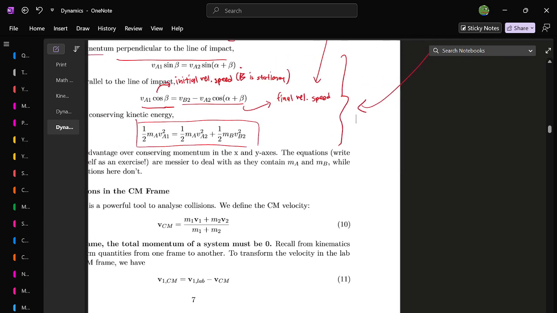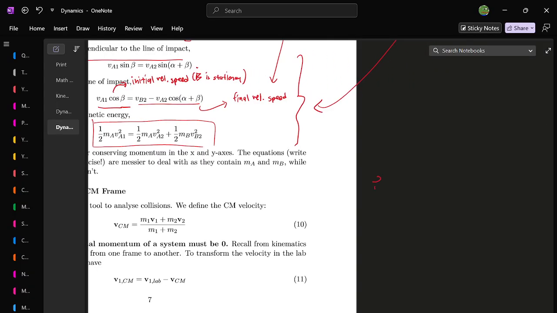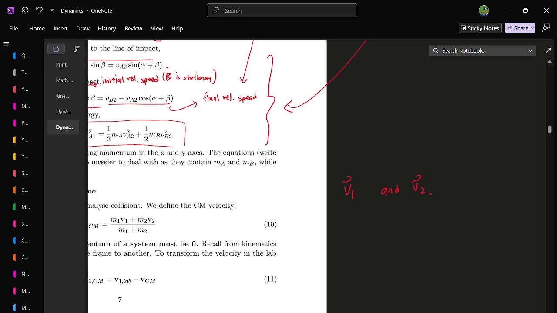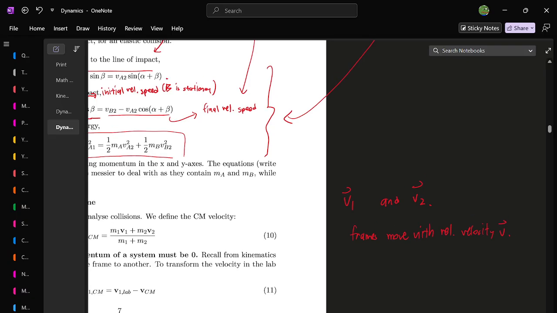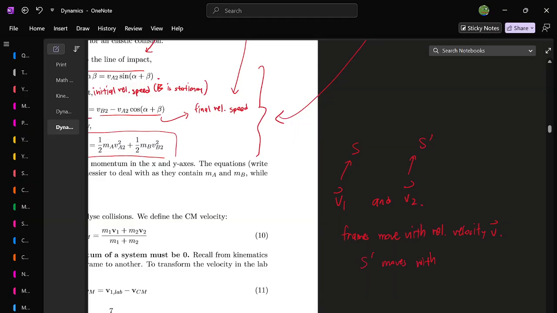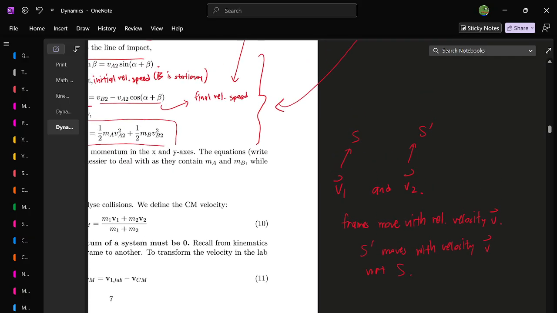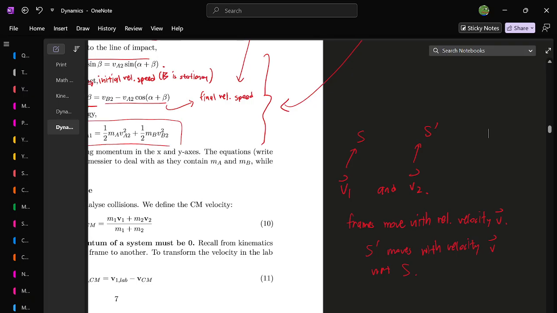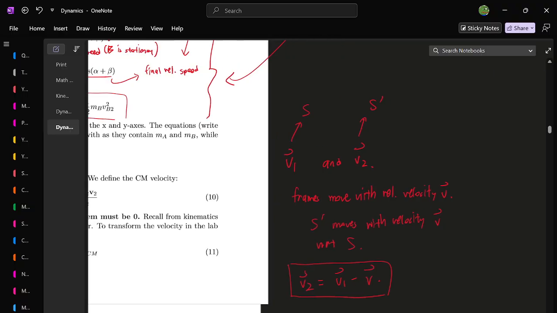When we want to go between two frames, let's say we have V1 and V2. And let's say the frames move with relative velocity V. So let's say we have two frames, the S frame and the S prime frame. The S frame sees V1 and the S prime frame sees V2. And S prime moves with velocity V with respect to S. So how do you relate these velocities? Well, the way to relate them is just this. So this is how you transform between frames.